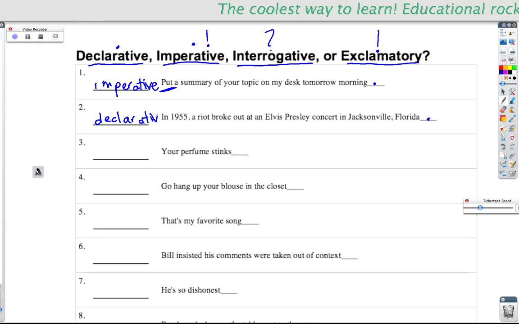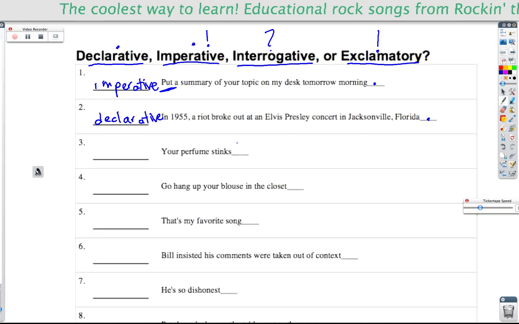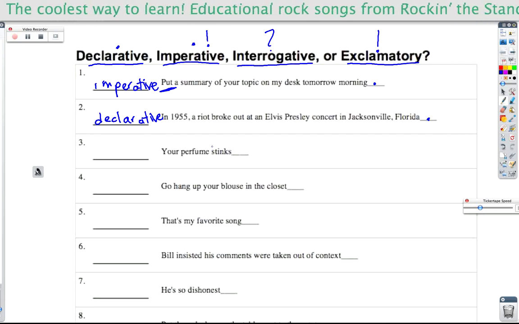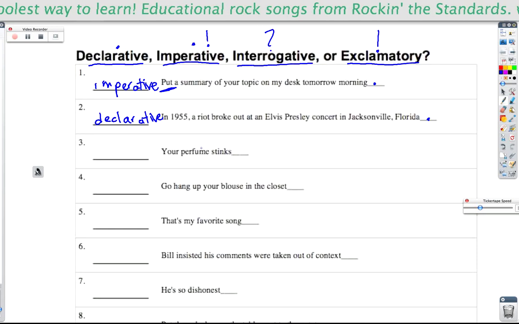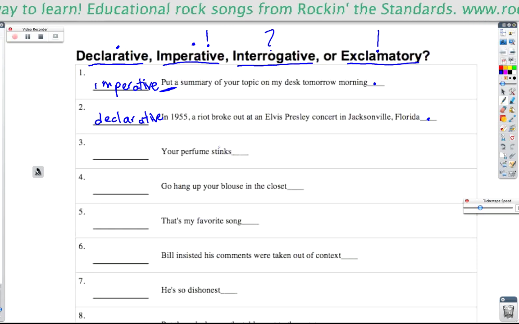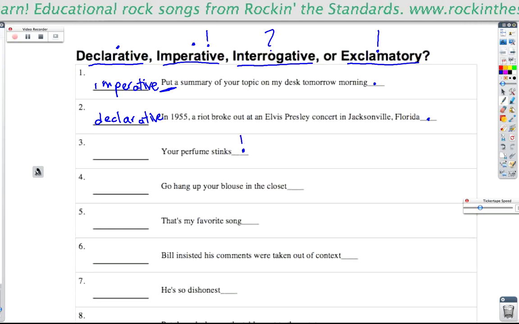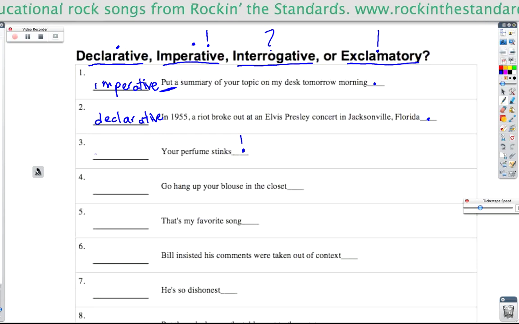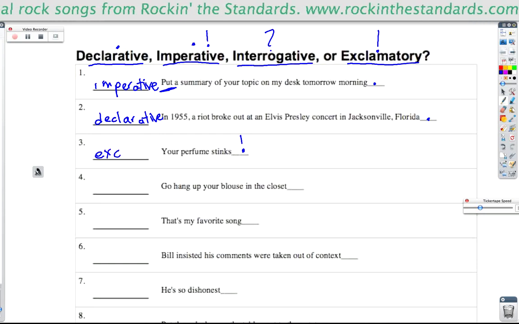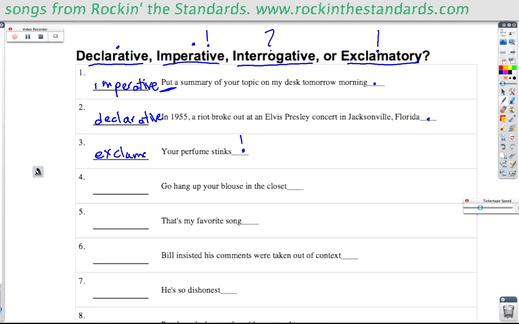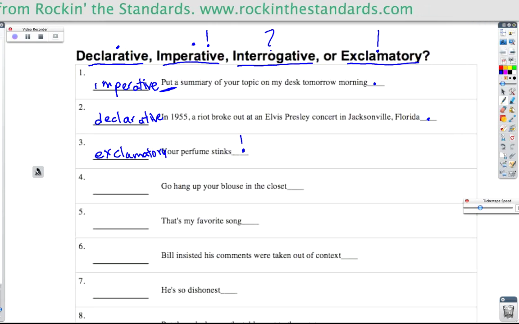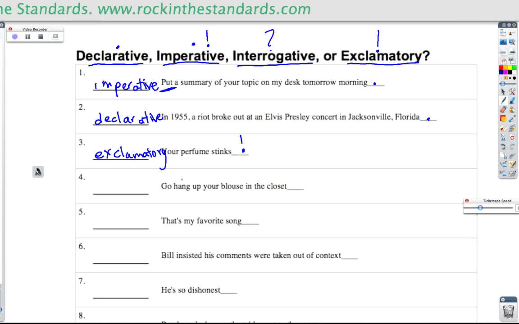All right, this next one says, "Your perfume stinks." Now that sounds like something someone would be a little bit more upset about. They're not asking you a question. They're not giving you a command telling you to do something. It's not just a statement. It's a statement with a lot of emotion. So this is an exclamatory sentence. The word exclamatory sounds a lot like the word exclamation, and so that's a pretty easy one to remember because of that.